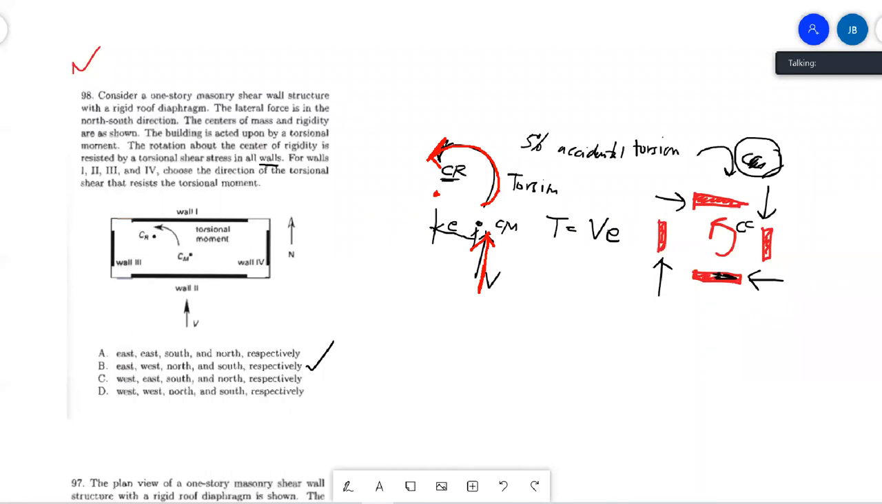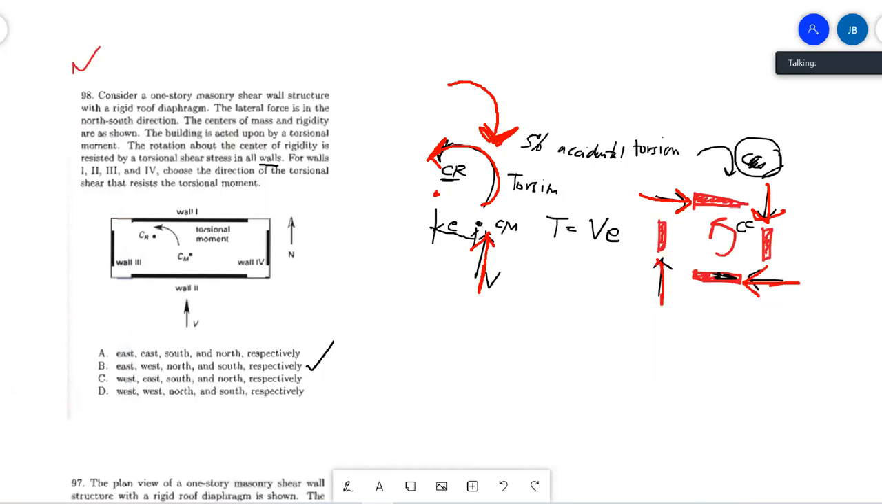Anong direction yan? Counterclockwise. No? So syempre, for equilibrium, ang resistance ng structure mo is clockwise. Counterclockwise yung force. So ang tendency ng mga elements mo will resist clockwise for equilibrium. So para maka-form ka ng clockwise force, yung magiging direction ng mga forces sa walls mo will be something like this. Right?